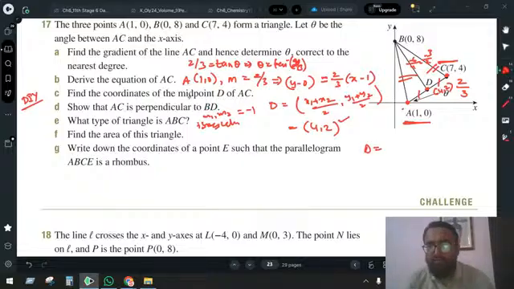Area is equal to 1 by 2 base into height. The base will be AC, and the height is BD. So, 1 by 2 AC into BD.